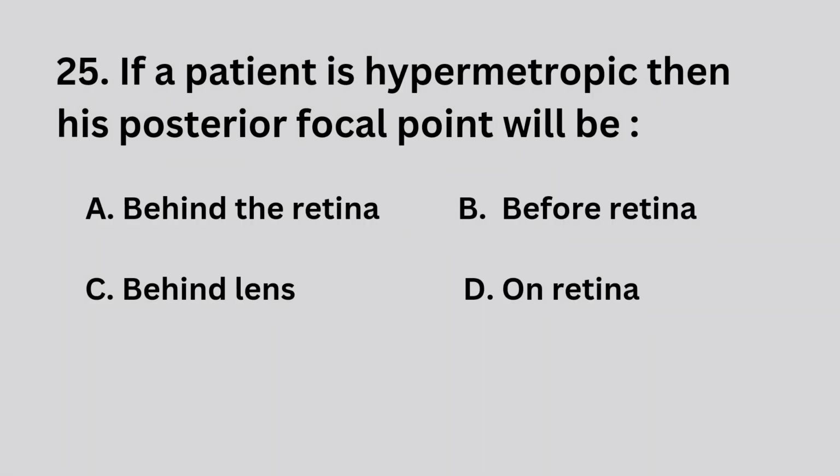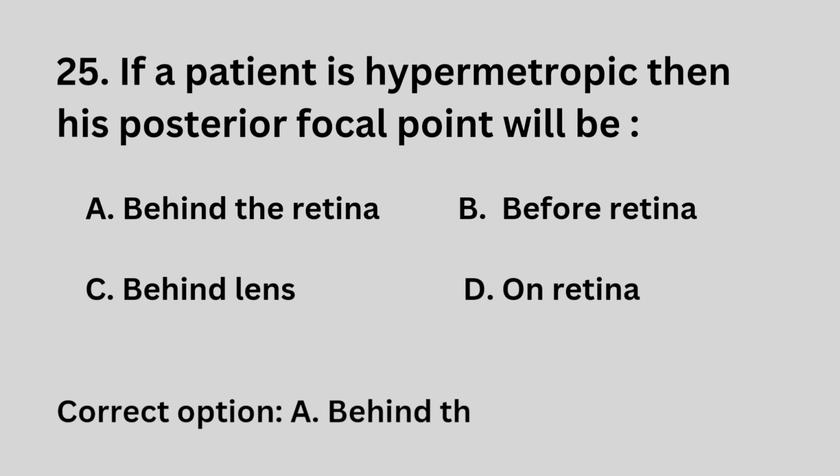Next question. If a patient is hypermetropic, then his posterior focal point will be? Option A, behind the retina. Option B, before retina. Option C, behind lens. And option D, on retina. Correct option is option A, behind the retina.